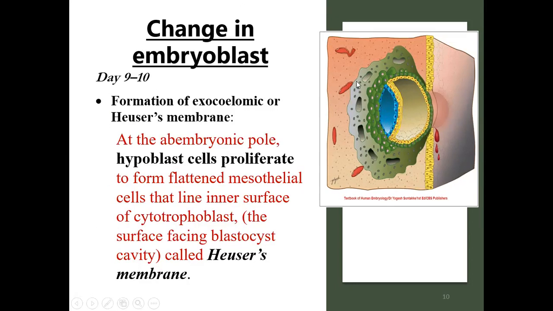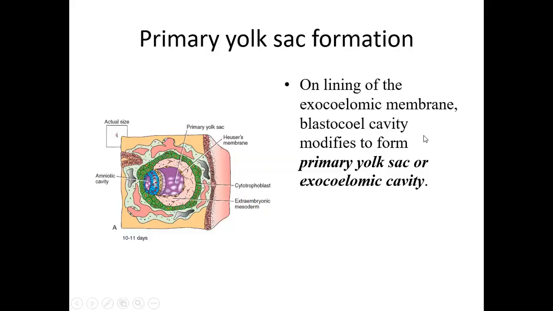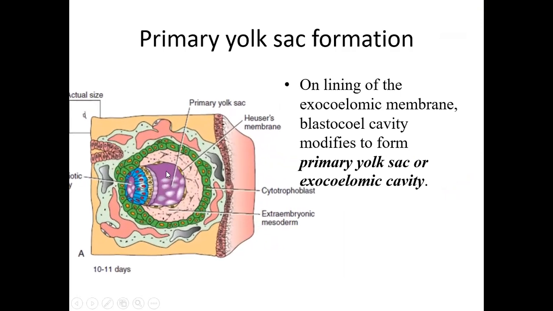Now what are the changes in the embryoblast? During day 9 to 10, there is a formation of the exocoelomic or Heuser's membrane. The cells of the hypoblast proliferate and line the blastocele, converting it into the primary yolk sac. This layer is known as Heuser's membrane. So this cavity, the blastocele, gets converted into the primary yolk sac or the exocoelomic cavity.